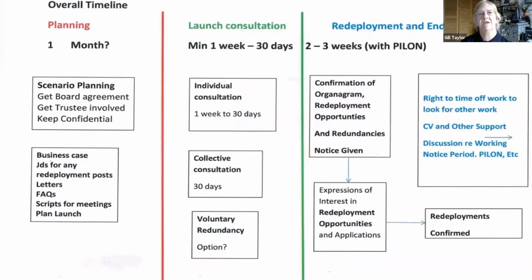So here's the typical timeline of the three parts. So in planning, I've allowed you a month. It might be less than that if it's relatively simple and you have a few things to do, but you do have to have quite a lot of pieces of paper ready for your launch. So we need the business case or the proposal. We need job descriptions for any redeployment posts, well worked out, because that's what the people who are at risk of redundancy are going to be judging whether to go for those posts on those job descriptions.